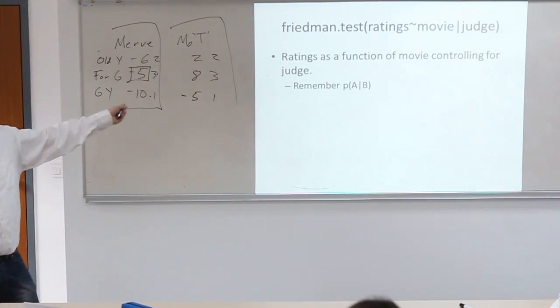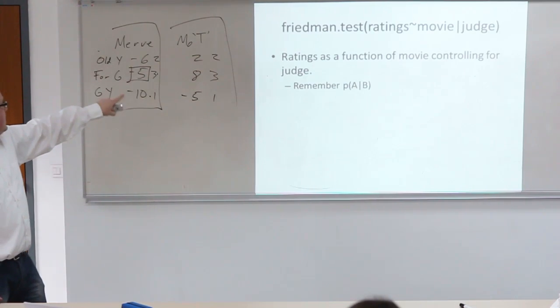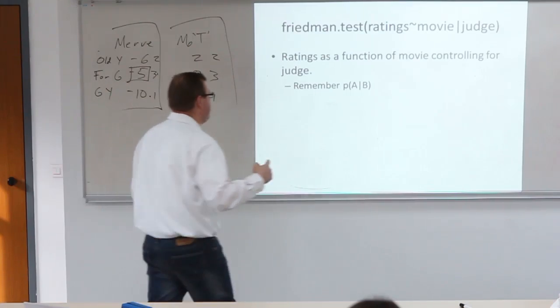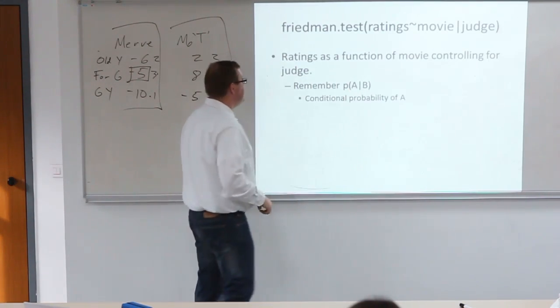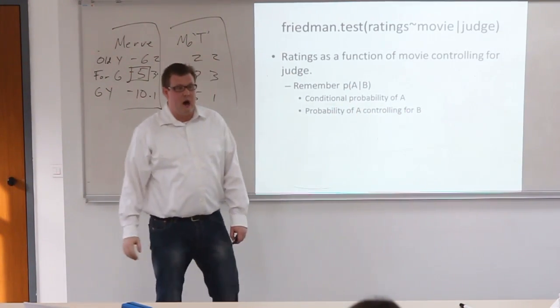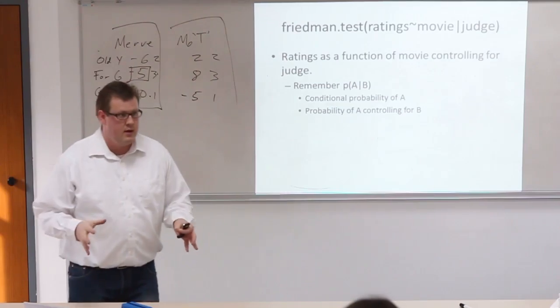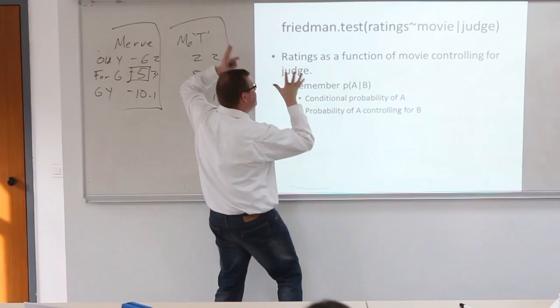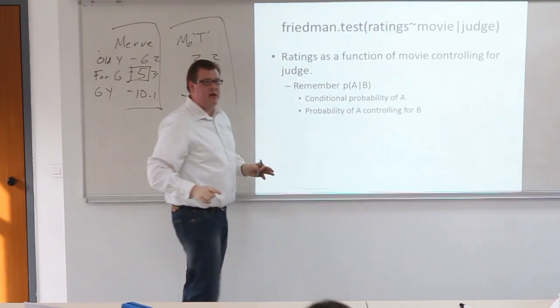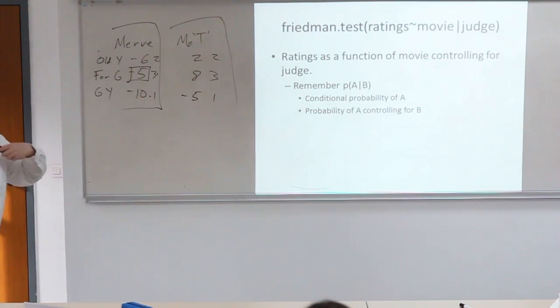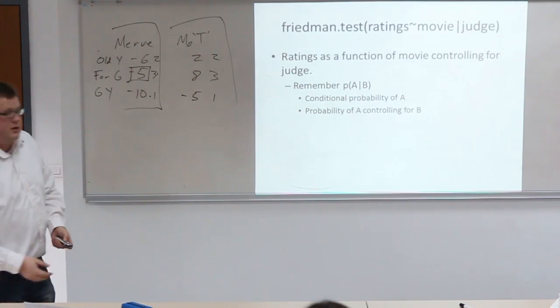Now, if you guys remember way back to the beginning of the semester, we talked about P(A|B), and that meant the conditional probability. What is the probability of A if we know B? We can say this differently. What's the probability of A if we hold B constant, if we control for B, right? So what we're doing here, we're not doing probability. Instead, we're looking for the rating as a function of movie when holding the judge constant, getting rid of those variations in ratings that have to do with different judges and different moods on different days.